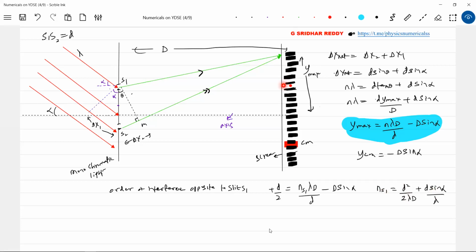Similarly, I want order of interference exactly opposite to slit S2. So what has to be done? Put minus d by 2. Then you'll get ns2, means order of interference exactly opposite to slit S2. Able to make it to the condition? So I can ask you anything here. You should be in a position to find out order of interference at any position.